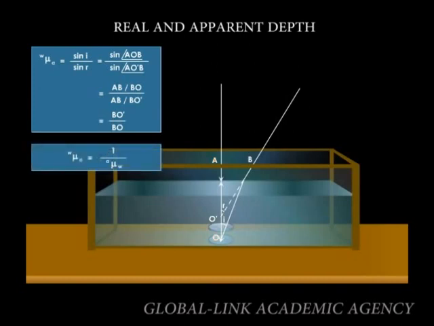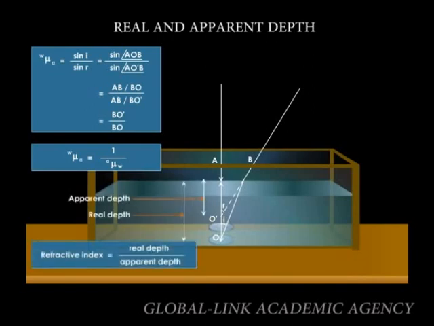wμa is equal to 1 over aμw. It's just the reciprocal of that. So if wμa is equal to BO' over BO, then aμw is equal to the reciprocal of that, which is equal to BO over BO'. Thus, refractive index is the ratio of real depth to the apparent depth.